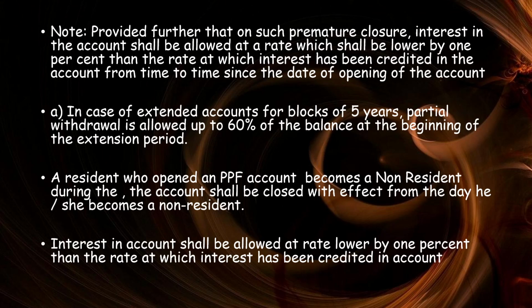So what this means? Interest given will be lower by 1%. Whatever be the interest, it will be PPF interest minus 1. In case of an extended account for a block of 5 years, partial withdrawal is allowed up to 60% of the balance at the beginning of the extension period. So if after 15 years we get an extension of 5 years, then partial withdrawal will be allowed 60% at the beginning. Whatever be the balance after 15 years, 60% of that will be allowed for this block of 5 years.